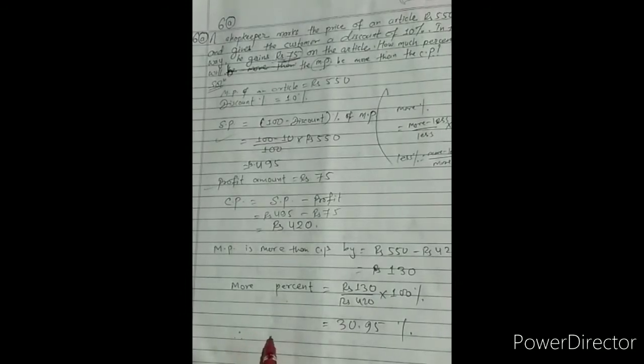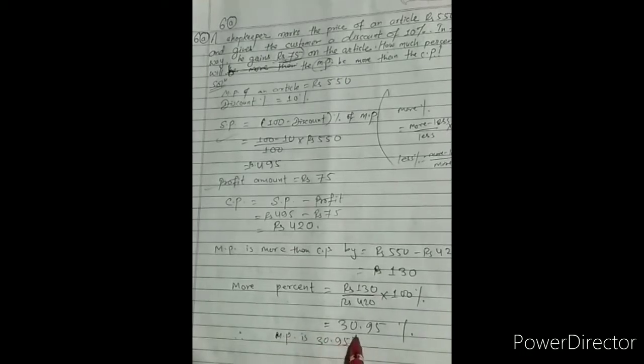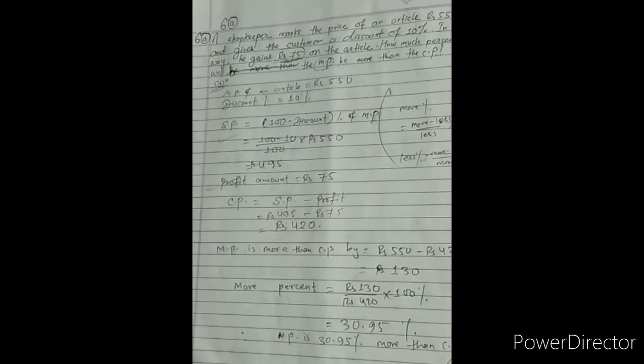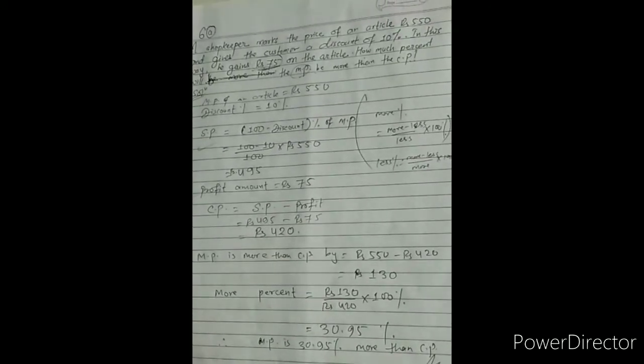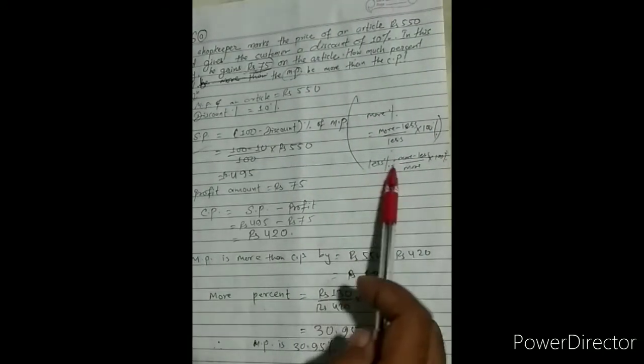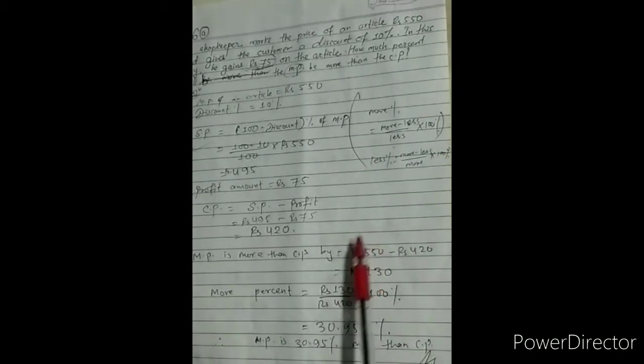Therefore MP is 30.95% more than CP. To find more percent, more minus less by less into 100. If you have to find less percent, then more minus less by more into 100%. After question number 6, 7 is similar, so directly let's do question number 8.